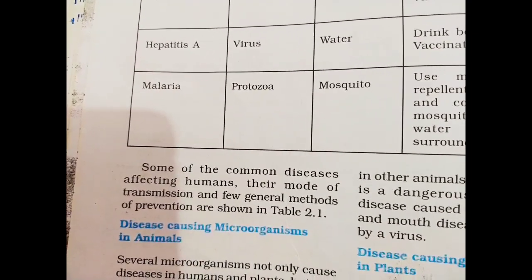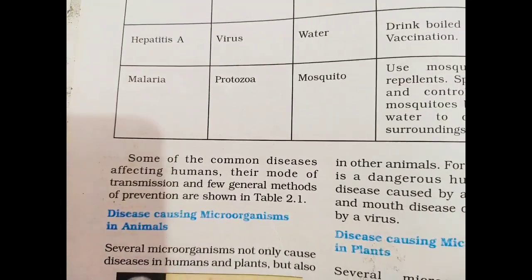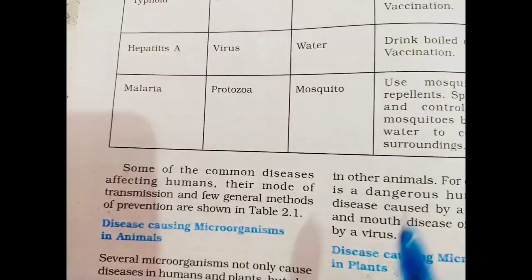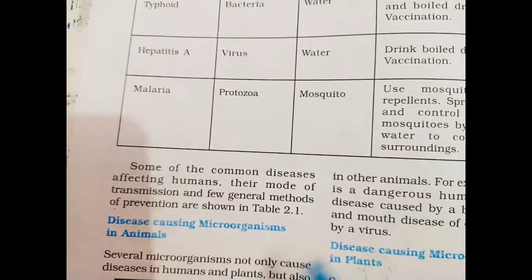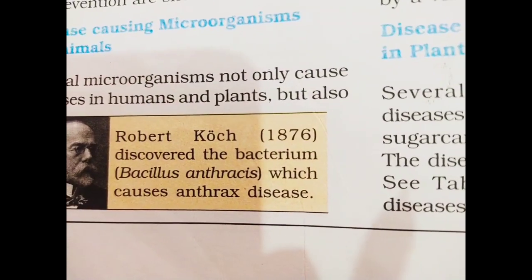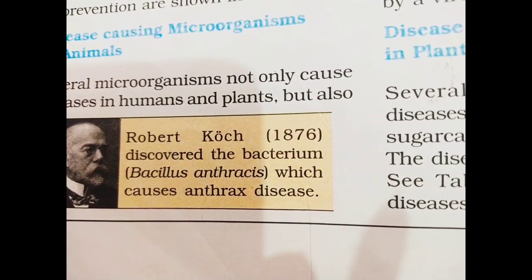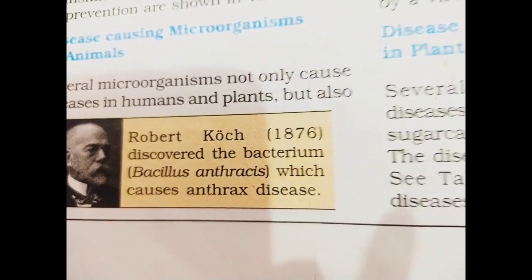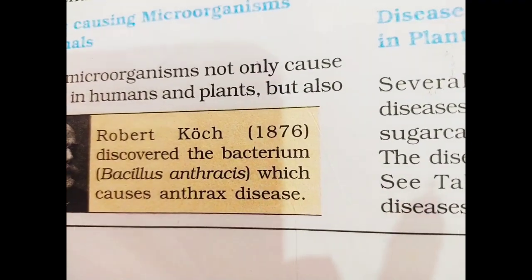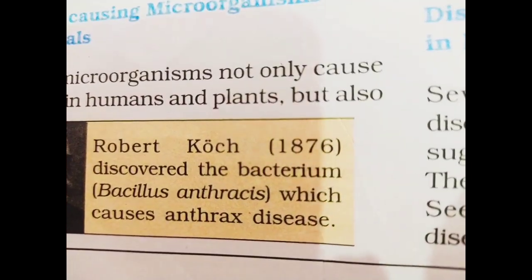Now disease causing microorganisms in animals. Several microorganisms cause diseases not only in humans and plants, but also in other animals. Okay, so here the picture is given, that is the picture of Robert Koch, who discovered the bacterium. Bacterium is the singular, bacteria is the plural version. The bacterium Bacillus anthracis causes anthrax disease.